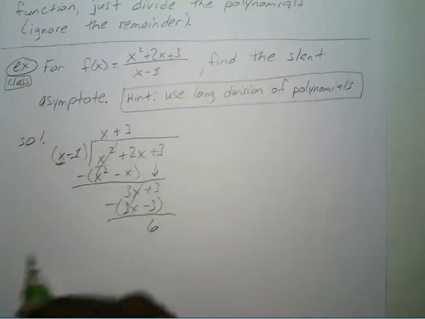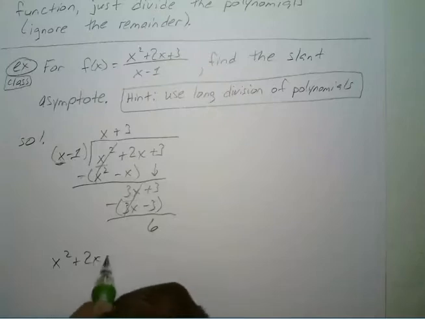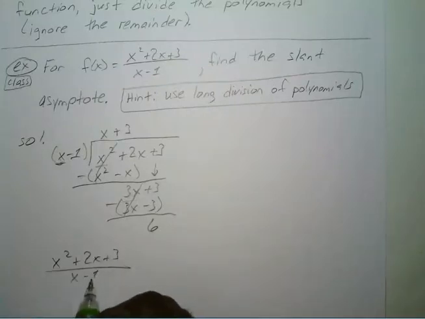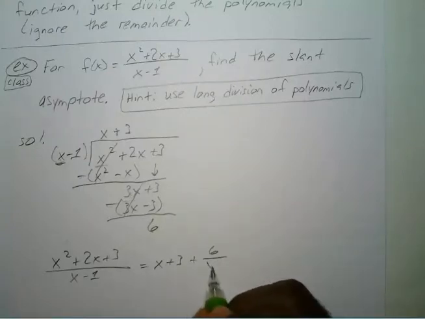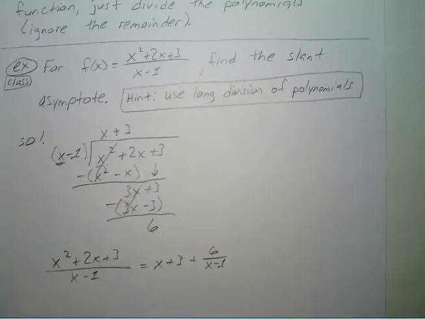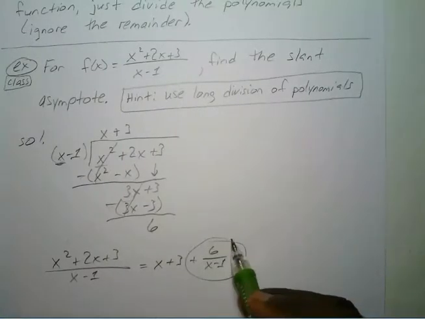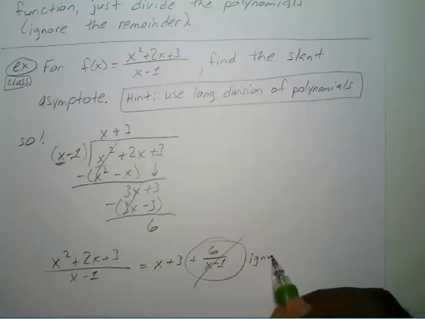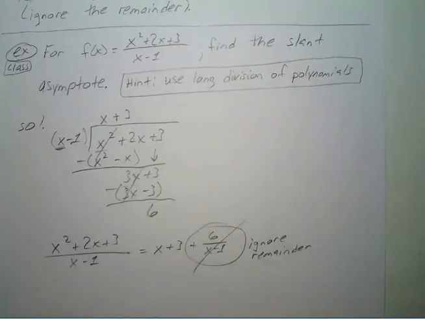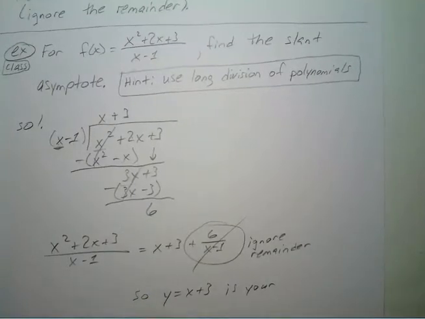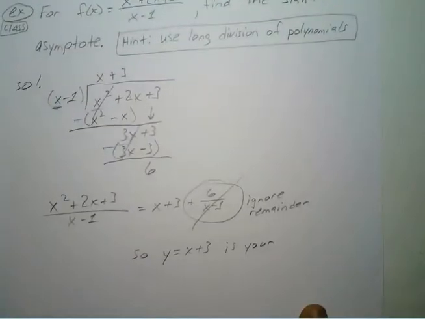Okay, so we know that x squared plus 2x plus 3 divided by x minus 1 is equal to x plus 3 plus 6 over x minus 1. Okay, but our remainder we ignore. Okay, so y equals x plus 3 is your, not horizontal, slant asymptote.